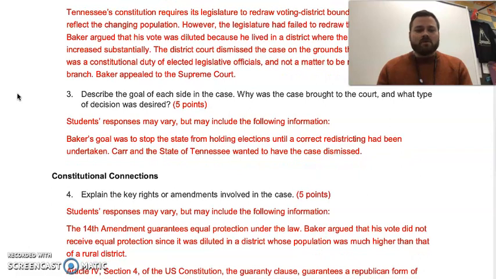So each side's goals, they vary, but Baker's goal was basically to stop the state from holding elections until a new map had been drawn, and the state of Tennessee, represented by Carr, wanted to say, hey, this isn't the Supreme Court's business. They can ignore this case like they have countless cases in the past about redistricting.